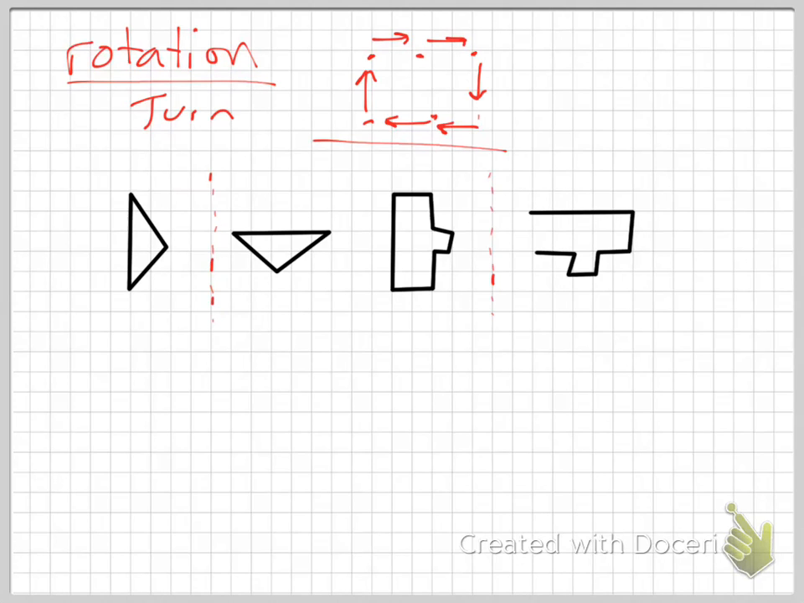My drawing isn't great, obviously. But that is a 90-degree clockwise turn or rotation. Make sense? Okay. The last type of translation we're going to learn about today is called a reflection.